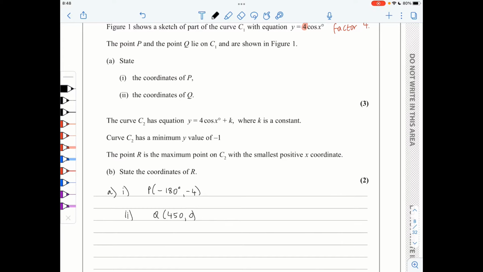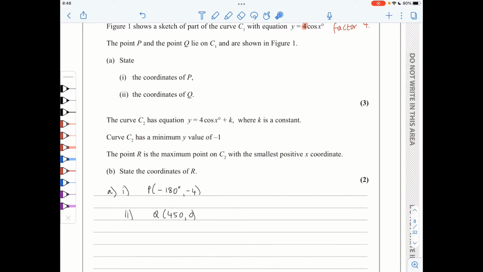Now we've got the second equation. The curve C2 has equation y is 4 cos x plus k, where k is a constant, and the curve C2 has a minimum y value of -1. So we know that this plus k is a translation k units up.